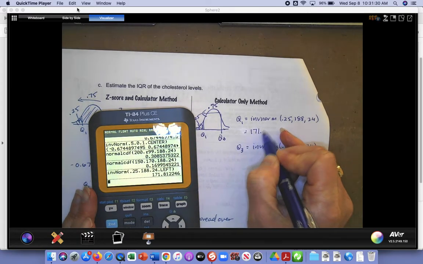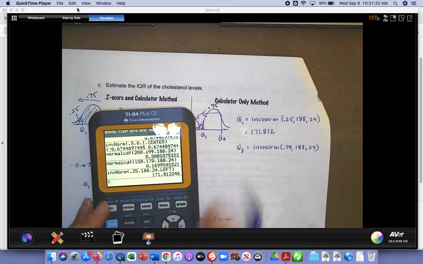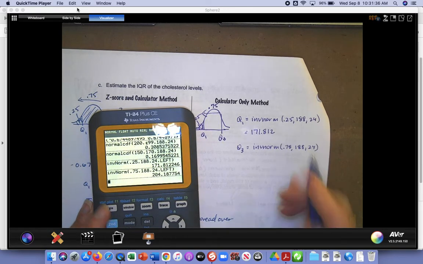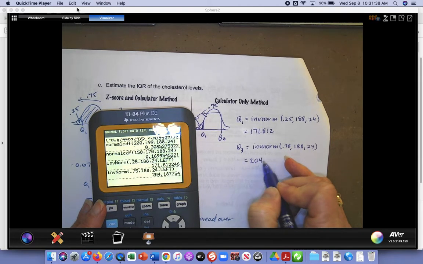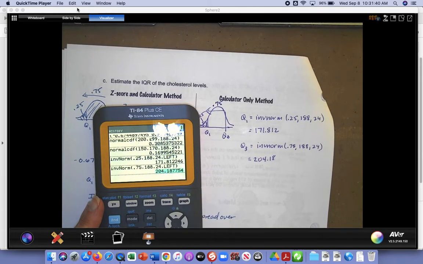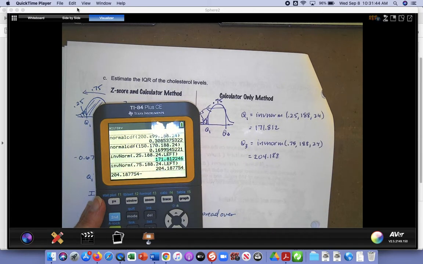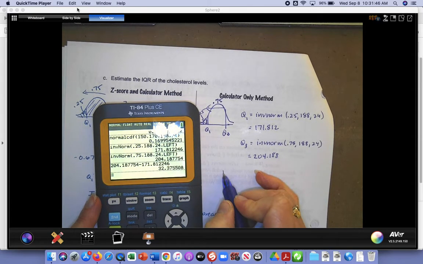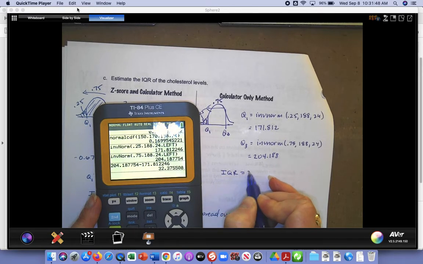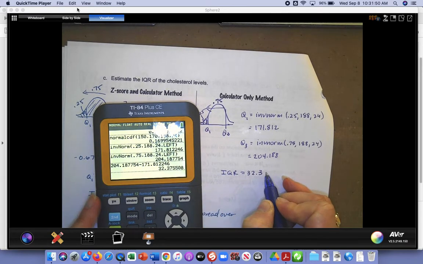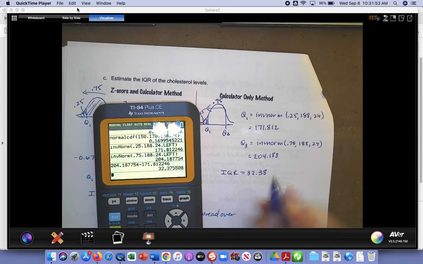I'm going to switch back to the left there. So there's my 171.812. I'm going to do the same thing for Q3. And again, I could take this number minus that number and get my IQR. I'm going to round it to 2 decimal places. Slightly more exact answer, just because I didn't have to round anything.